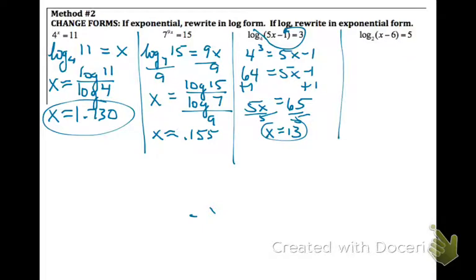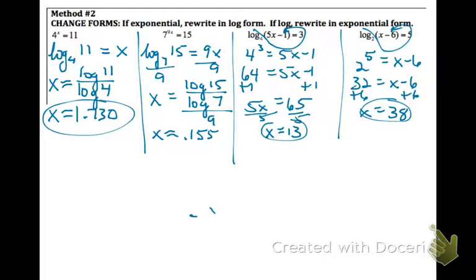Same thing for our next example. Log base 2 of x minus 6 equals 5. So switch forms. 2 raised to the 5th power equals x minus 6. So we'll add 6 to both sides. X equals 38. Let's check that. So if we plug in 38 minus 6 is 32, and we're seeing if log base 2 of 32 equals 5, and it does, because if you raise 2 to the 5th power, you'll get 32.